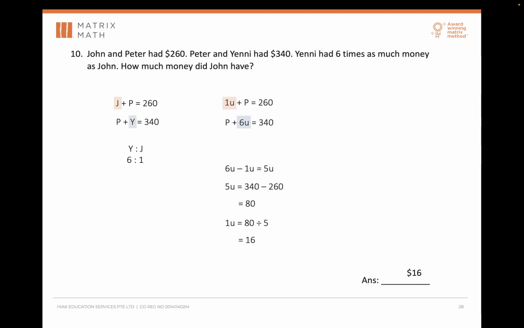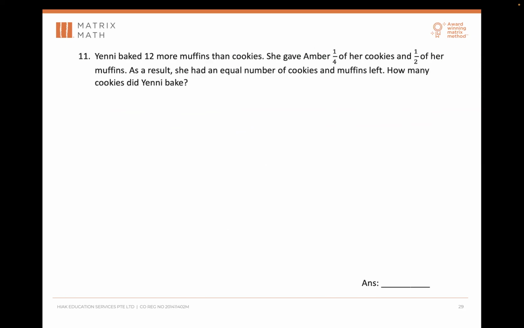Let's look at question number 11. Yenny baked 12 more muffins than cookies. She gave Amber 1/4 of her cookies and half of her muffins. As a result, she had an equal number of cookies and muffins left. How many cookies did Yenny bake? The key is they had an equal number of cookies and muffins left. So this is the key.